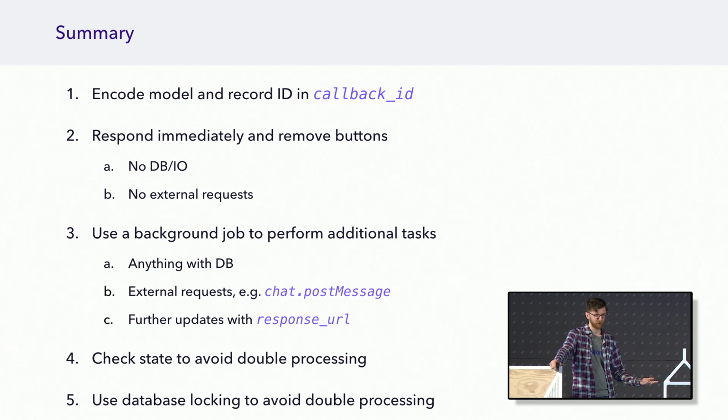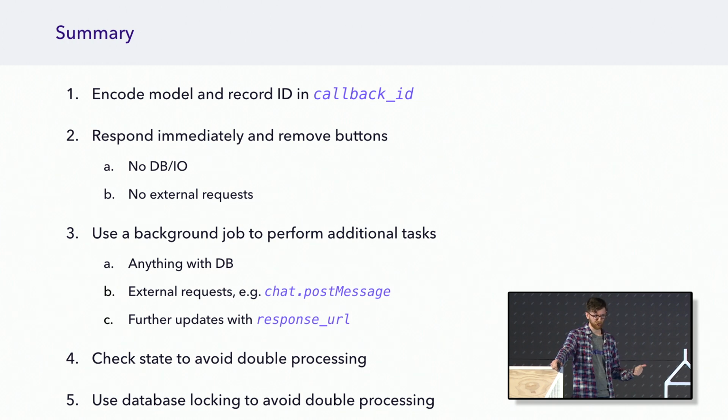For the callback ID, if you're working with database records, you can use the model name and the record ID, and that way you can find the record right off the bat once you get a payload. Two, if you're doing something where it only makes sense to allow a single button click, you want to respond as soon as possible and get rid of the buttons. That means don't go to your database, don't make any external requests. Instead, use a background process to do any additional tasks involving the database and external requests, and use the response URL at that point to make any further updates after the initial update.